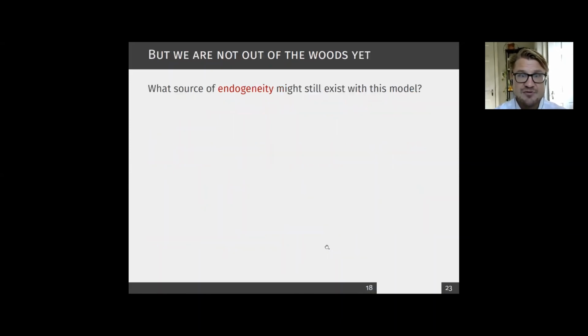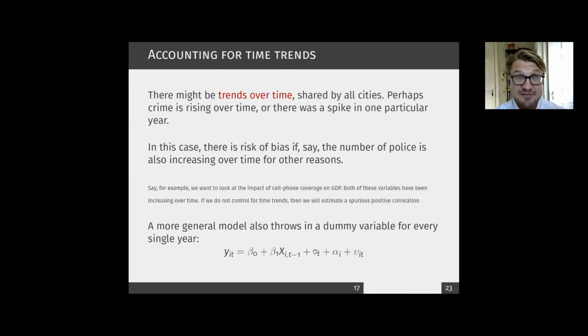And again, you estimate this by just throwing in a dummy variable for every single year. So now this model would have a dummy variable for every single city and a dummy variable for every single year. It's harder to represent this visually, but the same intuition applies.